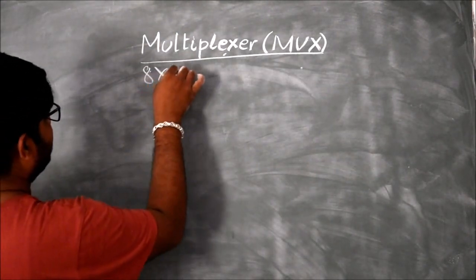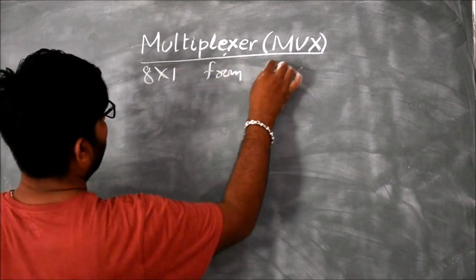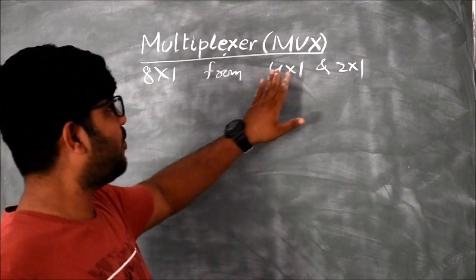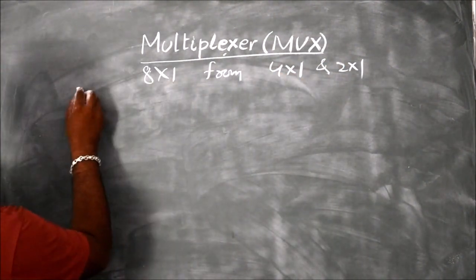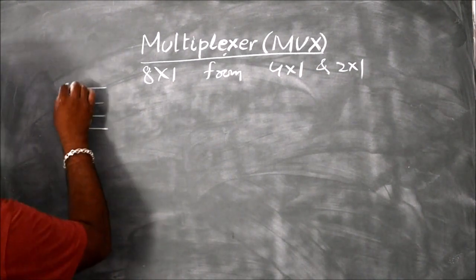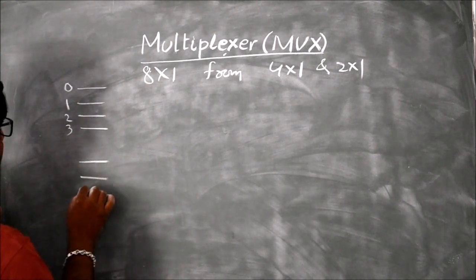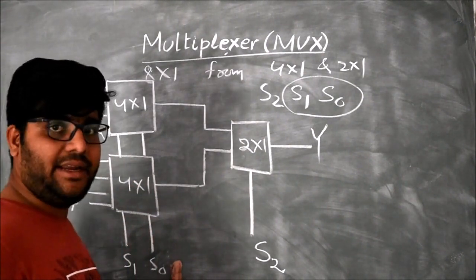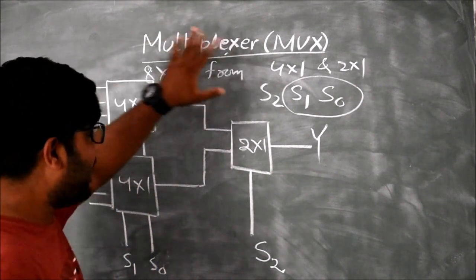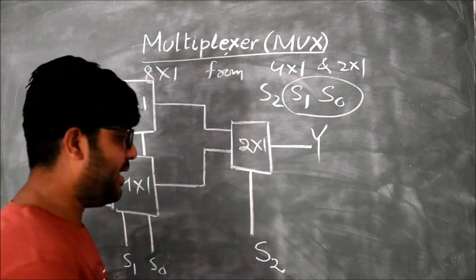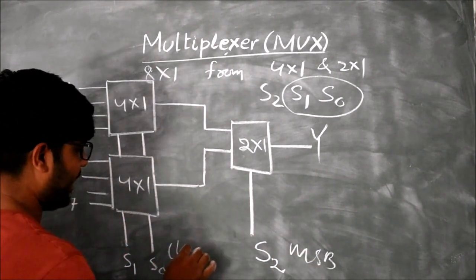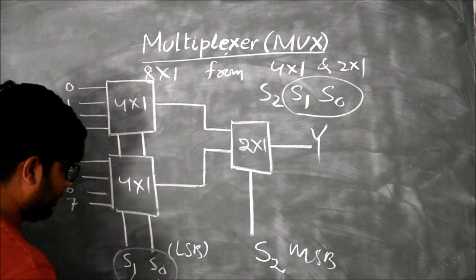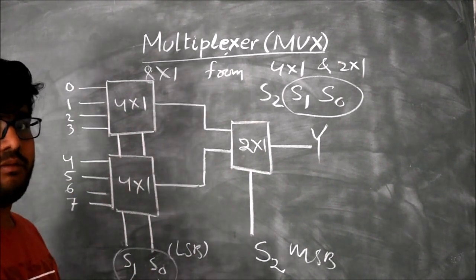Now, 8 cross 1 from 4 cross 1 and 2 cross 1. 8 cross 1 means 8 input lines, 0, 1, 2, 3, 4, 5, 6, 7. For a single multiplexer with selection lines, the extreme right is your LSB and the extreme left is your MSB, but while converting, the group on the extreme right is your MSB and the extreme left is your LSB, but within the group, right is your LSB and left side is your MSB. Remember this, very important.